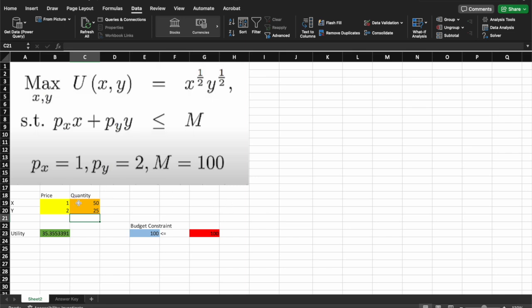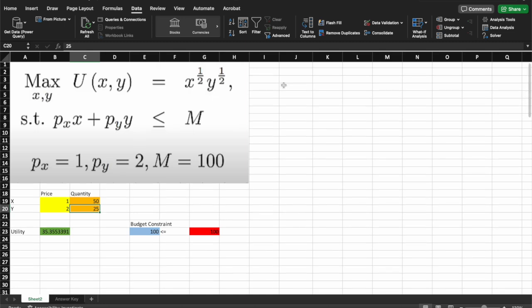Okay, so now we have our utility maximizing combination of x and y. So this is saying that 50x and 25y will maximize our utility. So the maximum utility we can get is 35.35. And you'll notice that we are right at our budget constraint of 100. Hurrah! Okay, so we've solved the profit or the utility maximizing quantity of x and y.